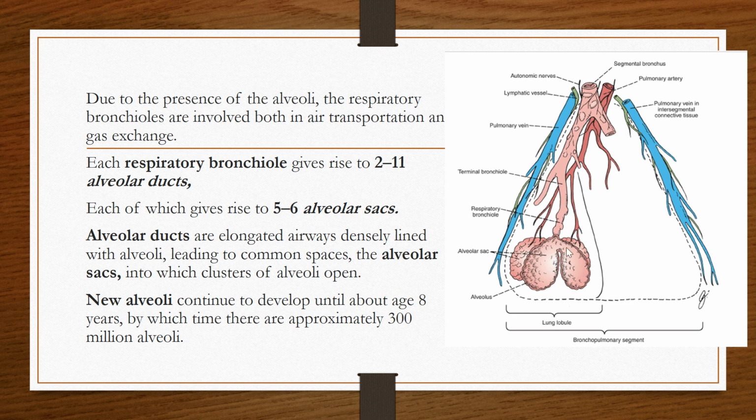Alveolar ducts are elongated airways densely lined with alveoli, leading to common spaces which are called alveolar sacs, into which the cluster of alveoli open. New alveoli continue to develop until about age 8 years, by which time there are approximately 300 million alveoli.